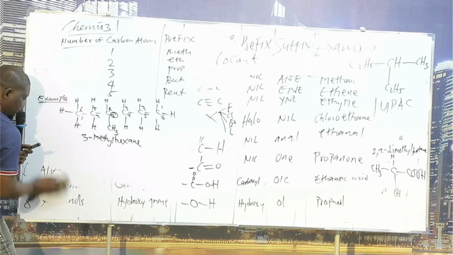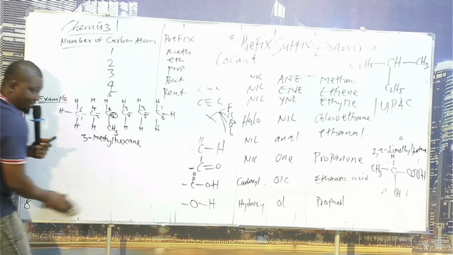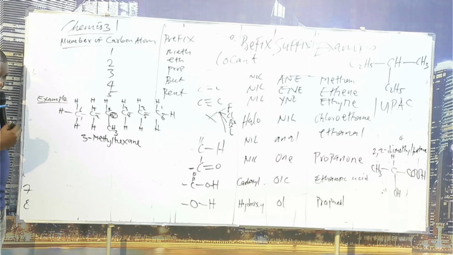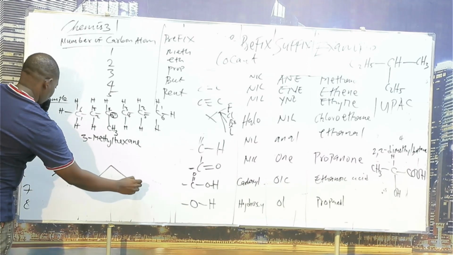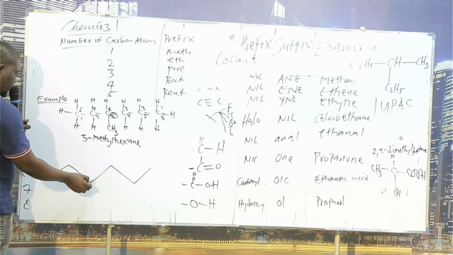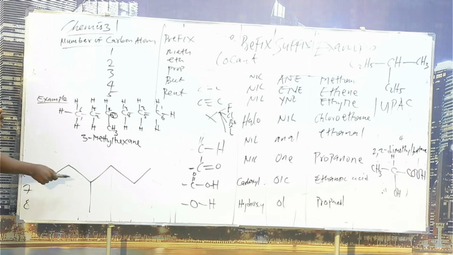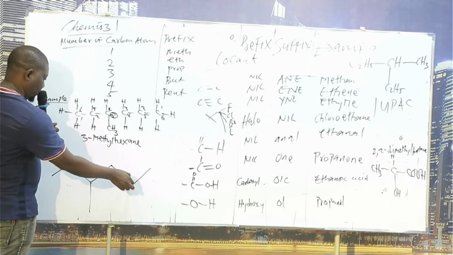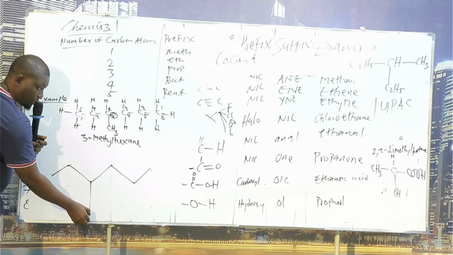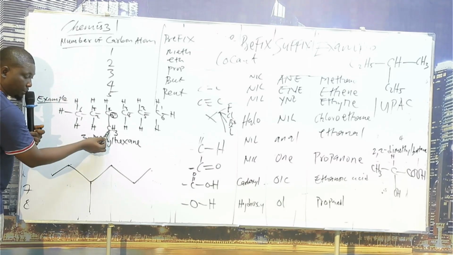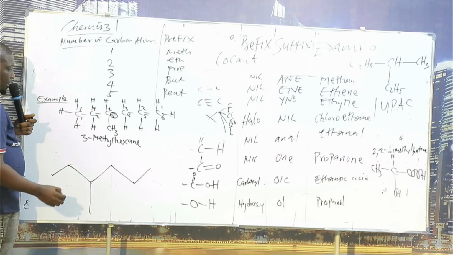I can also skeletalize the structure. Do you know what I mean by skeletalize? I can omit the carbon and omit the hydrogen. I have a structure like this, and then this. They are the same. Every joint you see here is carbon. 1, 2, 3, 4, 5, 6. The side chain, 1, 2, 3. What is this? Methyl.